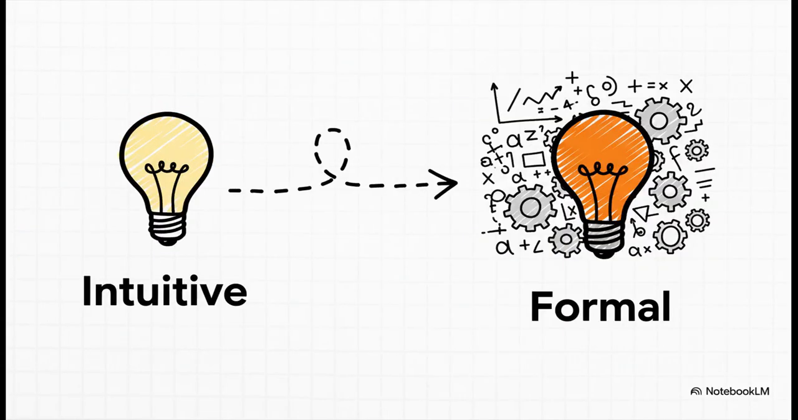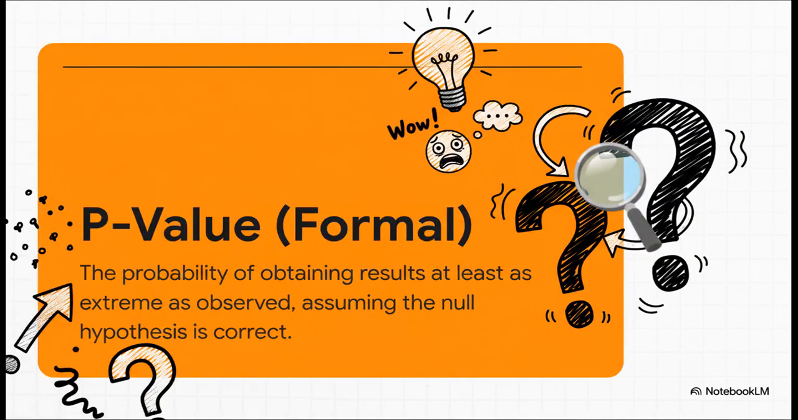Now, that intuitive definition is a fantastic starting point. But for all the statisticians out there, you know the formal definition is a little bit more specific, a little more nuanced. So let's take a look at that. Okay, here it is. The p-value is the probability of getting your results, or results even more extreme, if we assume the null hypothesis is true.